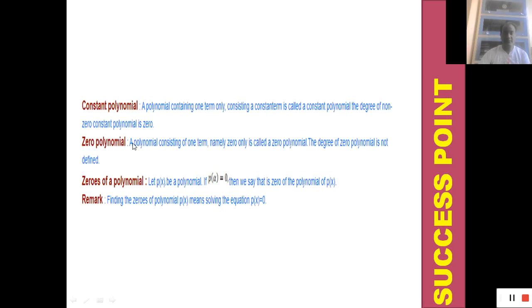Now we discuss the zero polynomial. A polynomial consisting of one term, namely 0 only, is called a zero polynomial. The degree of the zero polynomial is not defined. Zeros of a polynomial: let p(x) be a polynomial. If p(x) is equal to 0, then we can say that 0 is a zero of p(x). To find the zeros, we put 0 on the right side of p(x) or q(x) or r(x).